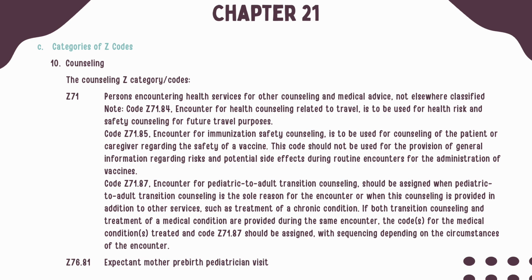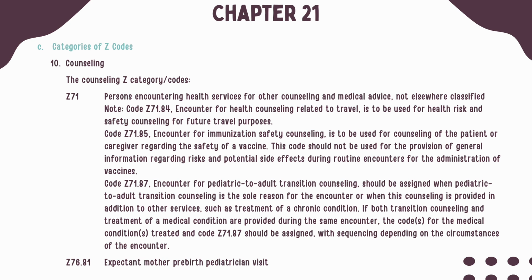Code Z71.87 is assigned when pediatric to adult transition counseling is the sole reason for the encounter, or when this counseling is provided in addition to other services, such as a chronic condition. If both transition counseling and treatment of a medical condition are provided during the same encounter, the codes for the conditions treated and code Z71.87 should be assigned, and then the sequencing would depend on the circumstances of the encounter.